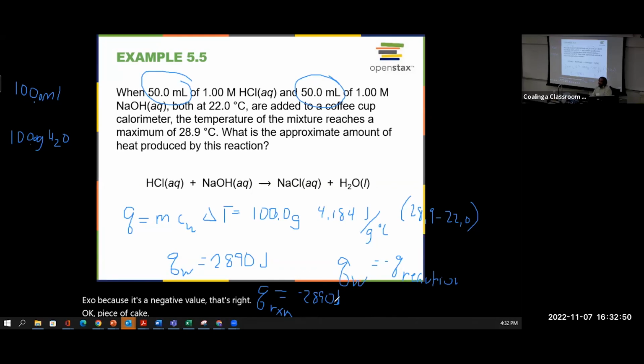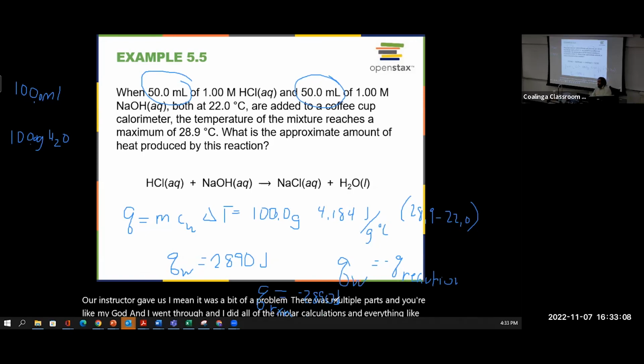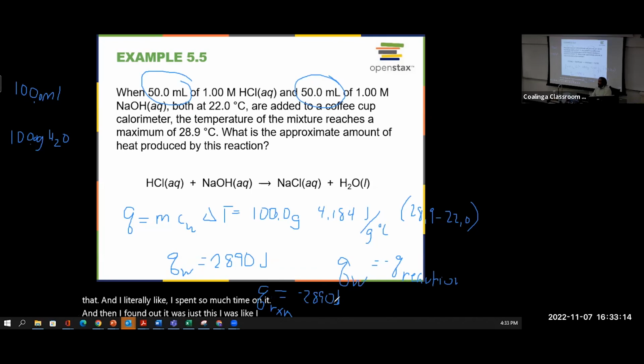So the tricky part was recognizing that you didn't have to do all that work. I remember our instructor gave us a really tough problem with multiple parts. I went through and did all of the molar calculations and everything, and I spent so much time on it. And then I found out it was just this. I was so mad.